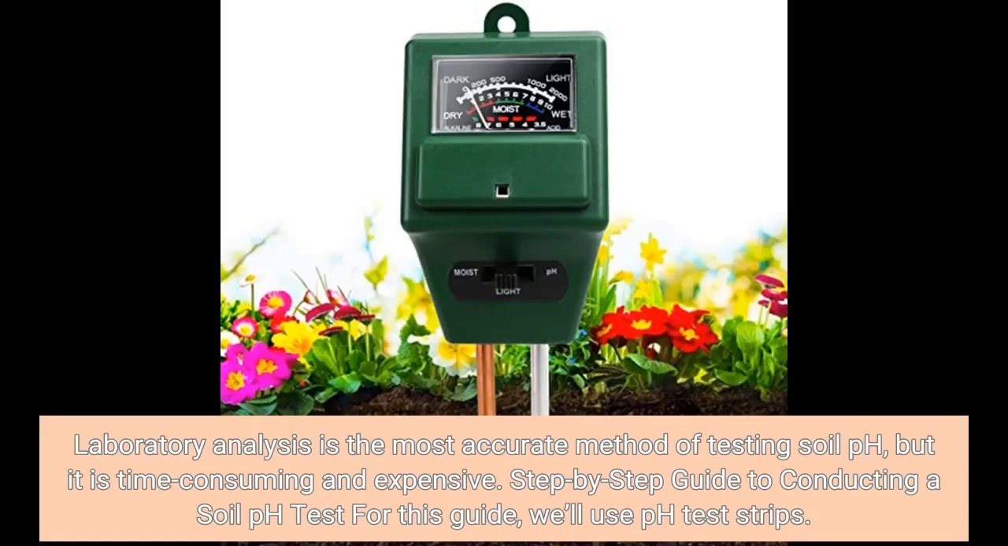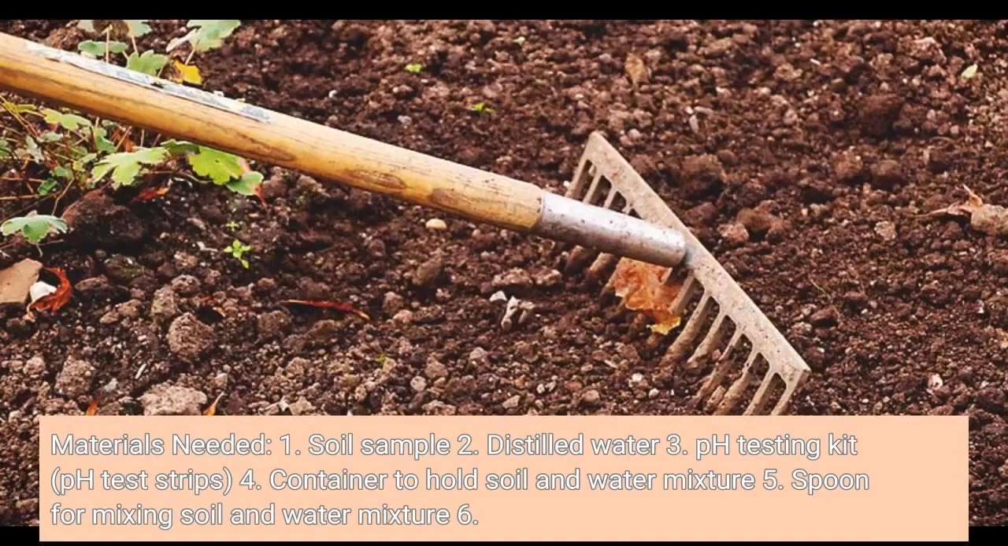Step-by-step guide to conducting a soil pH test. For this guide, we'll use pH test strips. Materials needed: 1. Soil sample. 2. Distilled water. 3. pH testing kit, pH test strips. 4. Container to hold soil and water mixture. 5. Spoon for mixing soil and water mixture. 6.